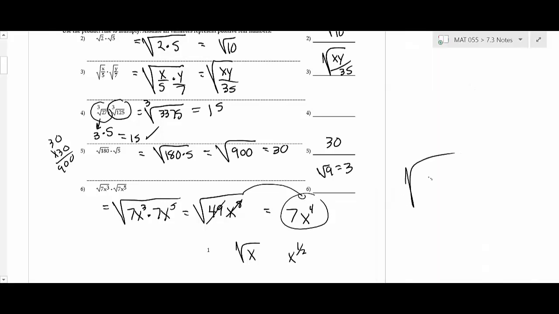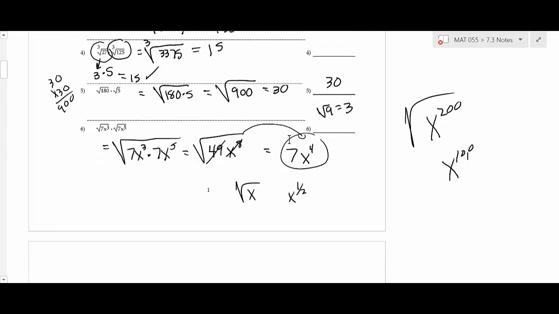Okay, that's how you do a square root of any power. So real quick, what would be the square root of x to the 200th in your head? X to the 100th, right? Okay. Half the exponent, half the exponent. That's how you do the square root, okay?